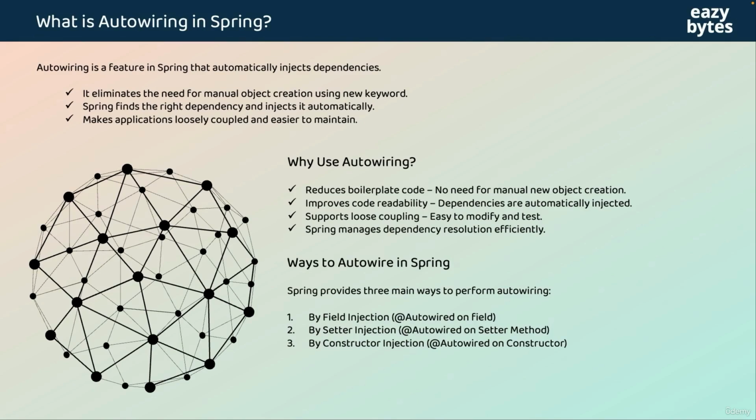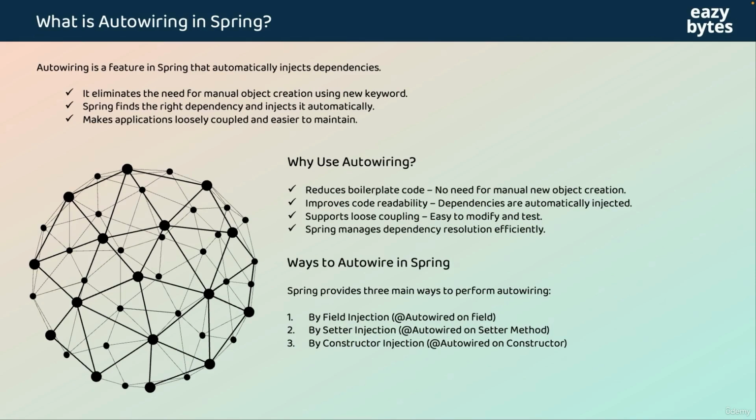The Spring framework provides three main approaches to perform the autowiring. One with the help of field injection, second with the help of setter injection, and the last approach is with the help of constructor injection. In all these three approaches, we need to use the annotation @Autowired. Whenever we use this annotation, it is an indication to the Spring framework to please understand my dependencies and perform the wiring automatically.